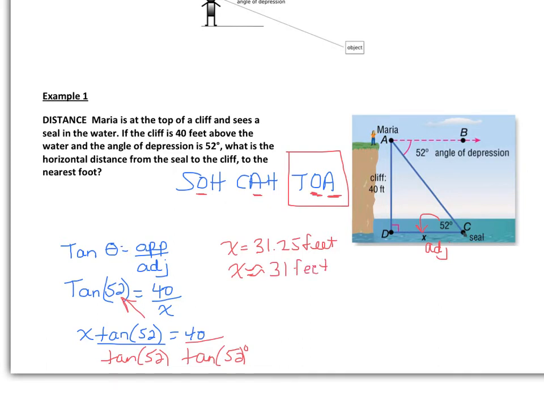Now, some of you may have done this problem in a different way. Some of you may have looked at the complementary angle relationship up here at vertex A and seen that we can find a complementary angle to 52, which would be 38. So you may have said the opposite of 38 is x, and the adjacent is 40. So you could have said tangent of 38 equals x over 40. That makes your algebra a little bit easier when you cross multiply. x equals 40 times the tangent of 38.